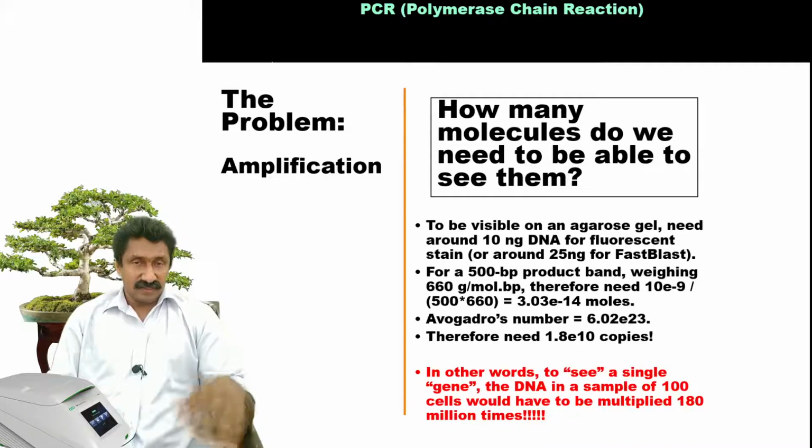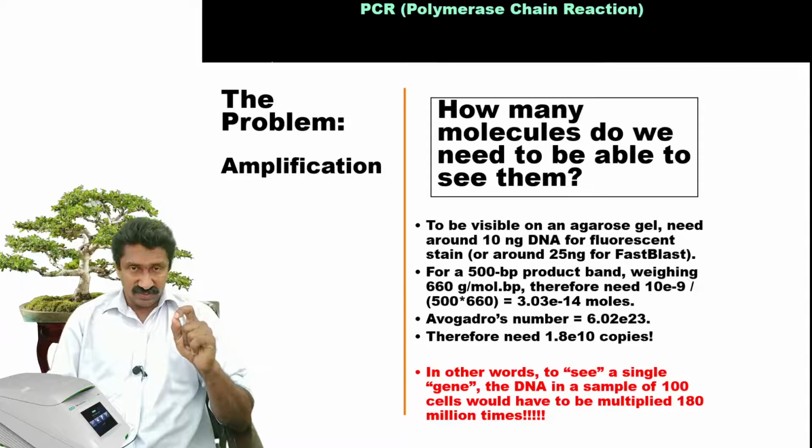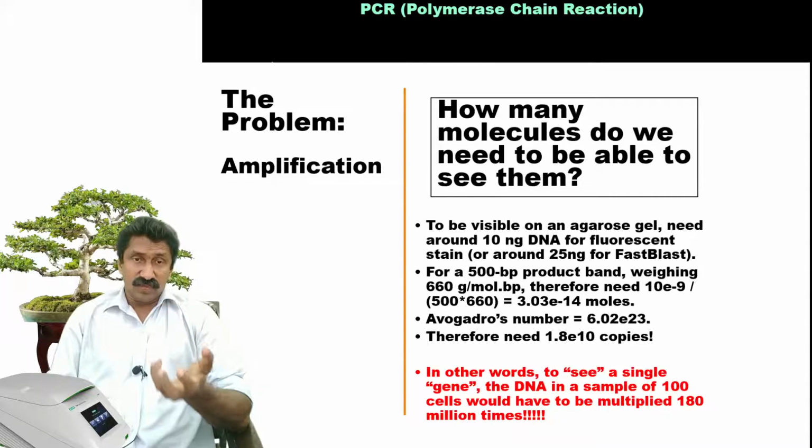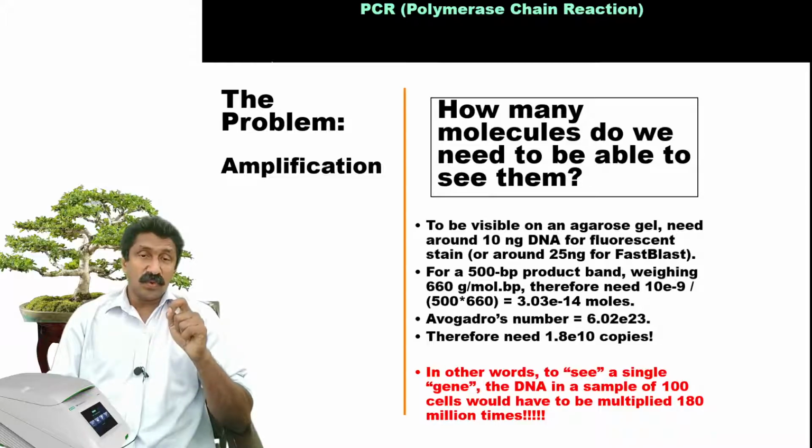And otherwise, if you are not using a fluorescent dye, maybe you use a fast blast dye, it requires about 25 nanogram of the DNA sample. And for 25 nanogram weight of the DNA sample of a 500 base pair product, how many molecules are required? There is a calculation given, based on which you can say that 1.8 x 10^10 copies of 500 base pair DNA product is required to reach this quantity.